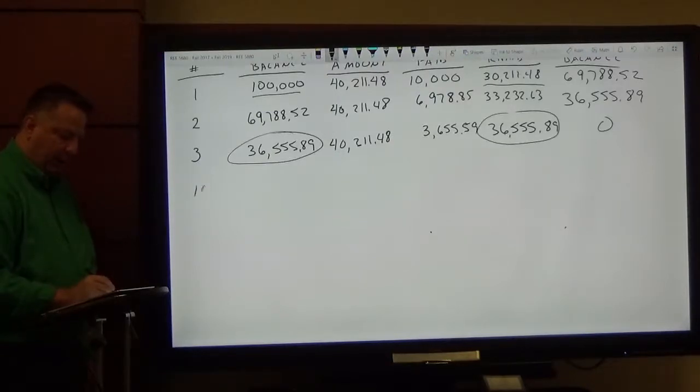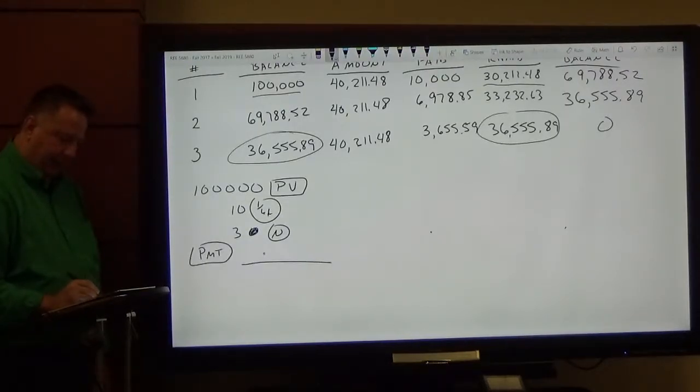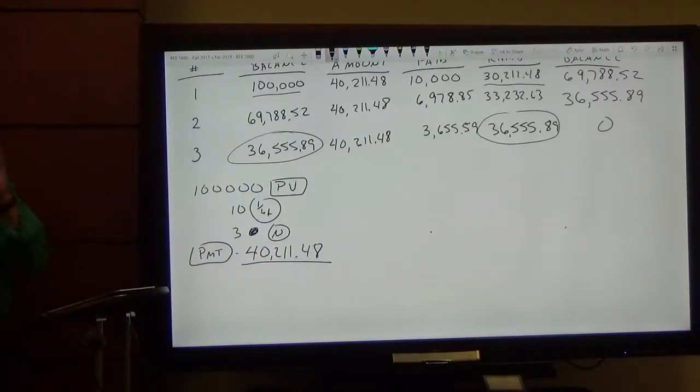All right. So we kind of go back up to this whole thing of 100,000. We put that in as our loan amount. We put in 10% as our interest rate. We put in, in this case, 3 years as our term. And then we solve for payment. And we got the 40,211.48. Okay, so we're just kind of getting back to that.